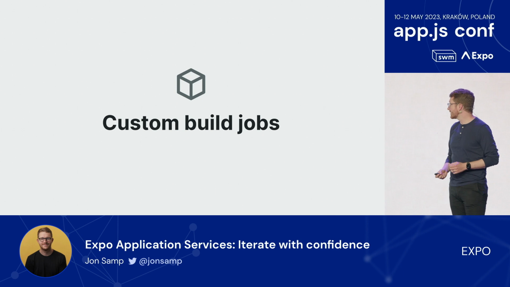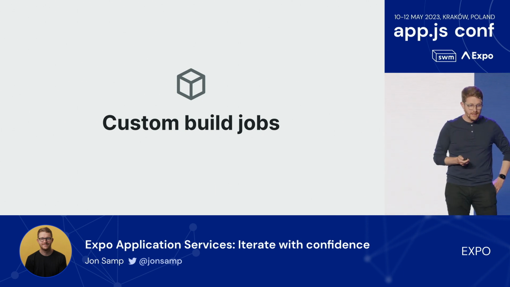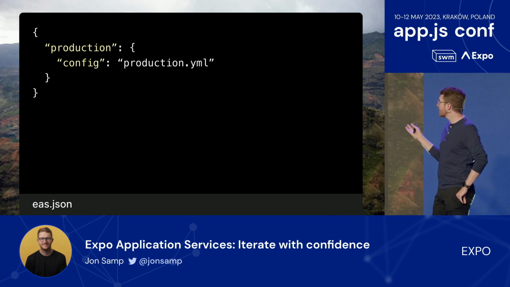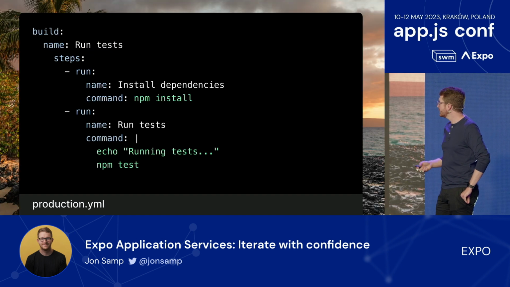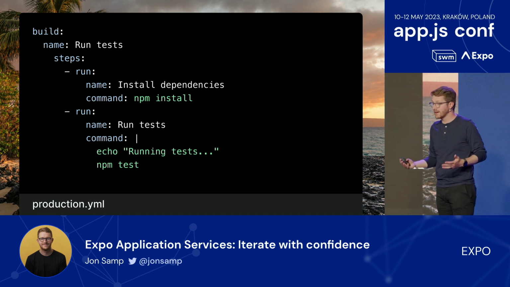So we're introducing custom build jobs. The way this works is in your EAS configuration file, you can add a config key with a route to a YAML file. And then if you go into the YAML file, you can write any process you'd like. So this allows you to install dependencies in this example and then to run tests, but you can do anything here. You could make a build, and then you can run your end-to-end tests, or you can notify Slack.